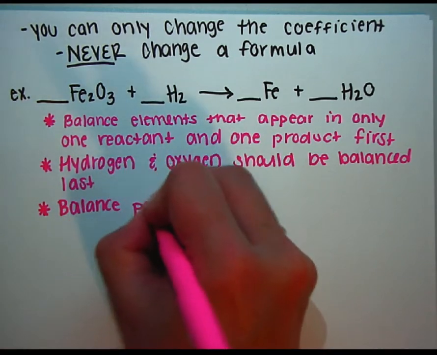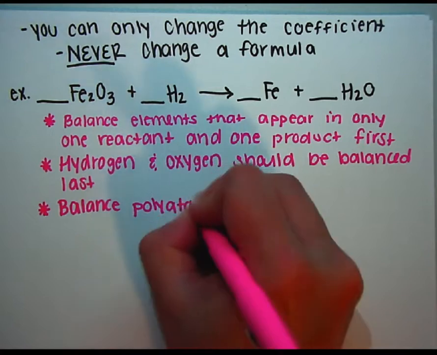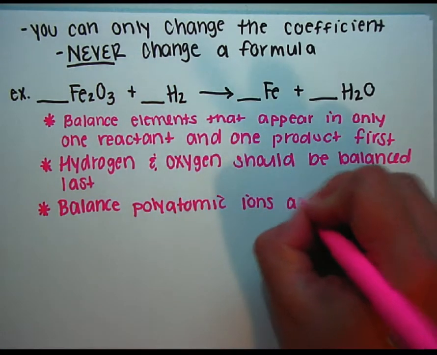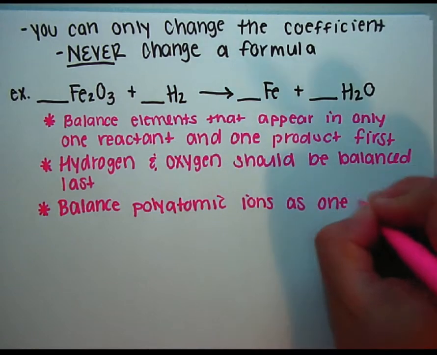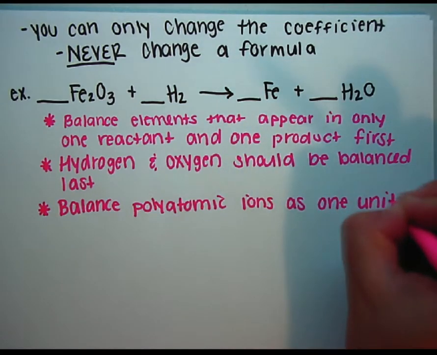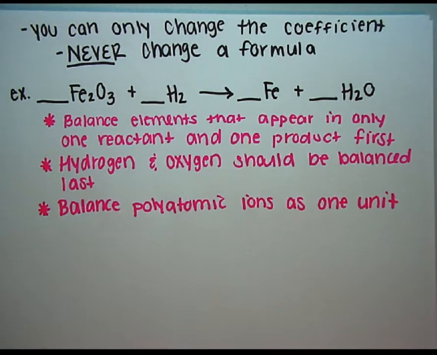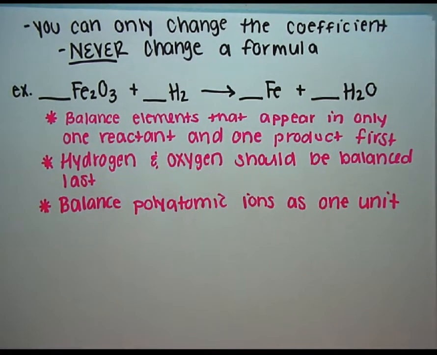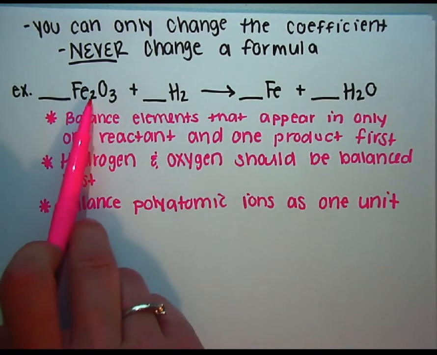Balance polyatomic ions as one unit. And I'll show you what I mean by that in an example coming up. So hydrogen and oxygen should be balanced last, so I'm going to start with iron.